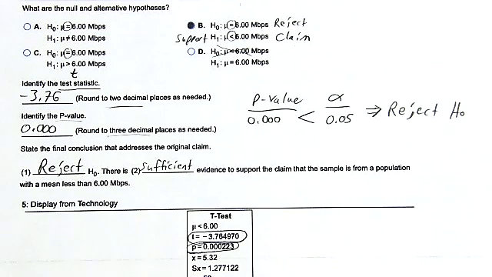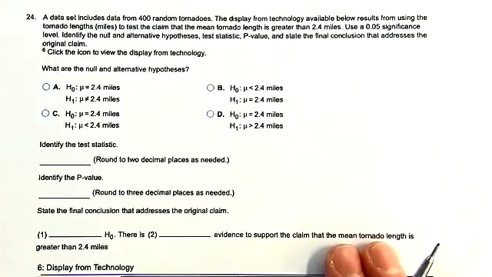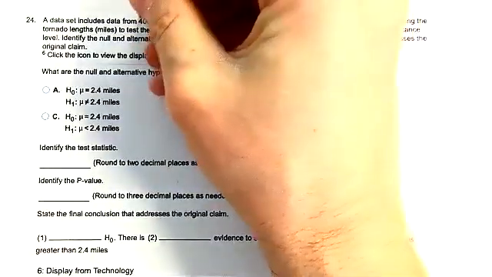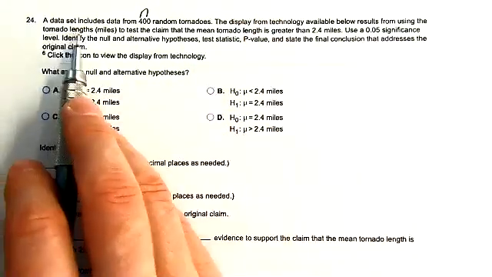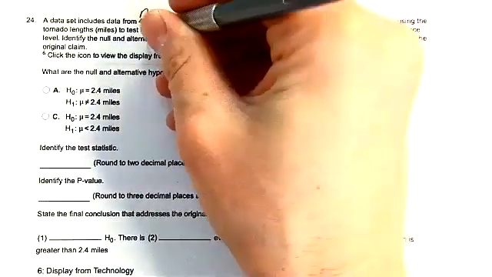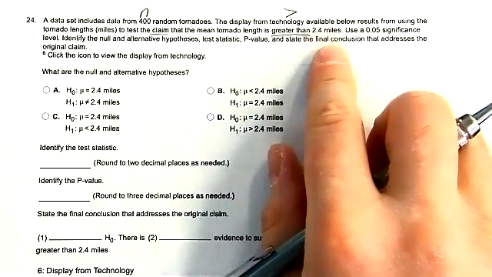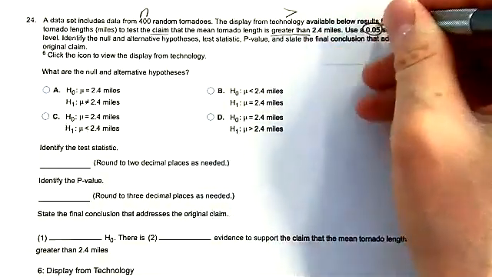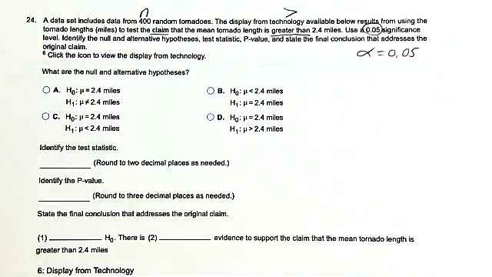Okay, let's try 24. It should be similar. A data set includes data from 400 random tornadoes. So N is 400. The display from technology available below results from using the tornado lengths, miles, to test the claim that the mean tornado length is greater than 2.4 miles. Use 0.05 significance, so alpha is 0.05 again, to test the claim.